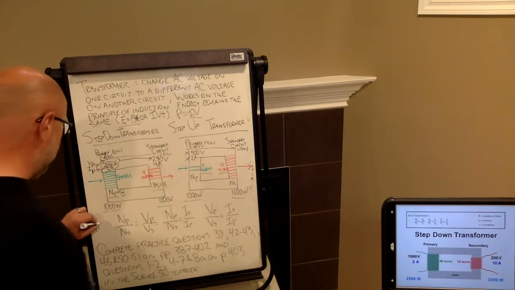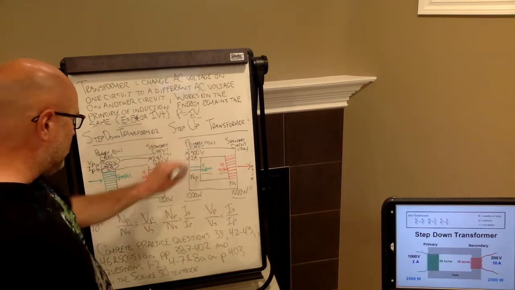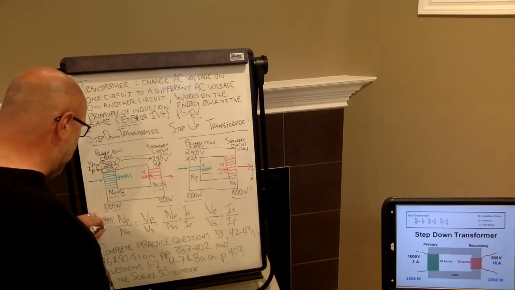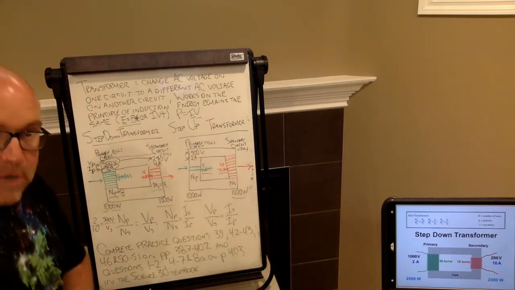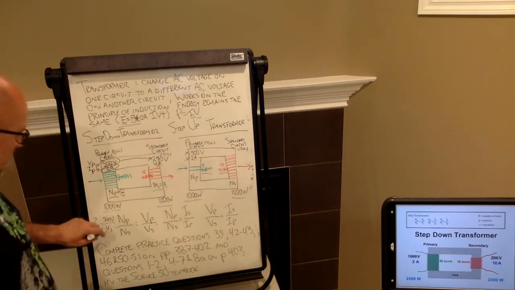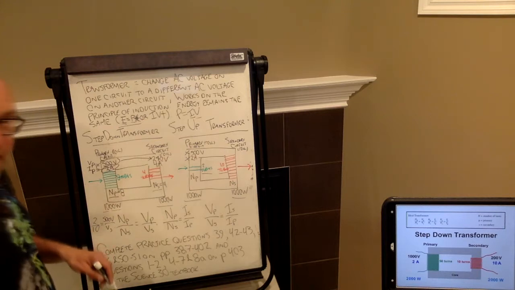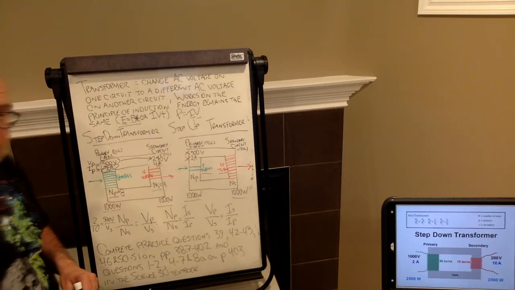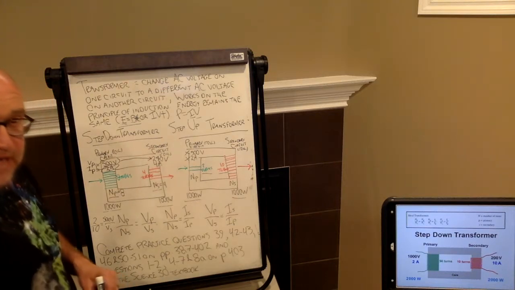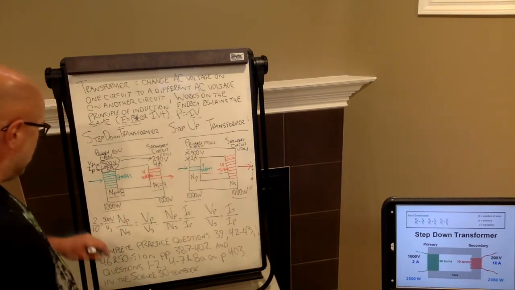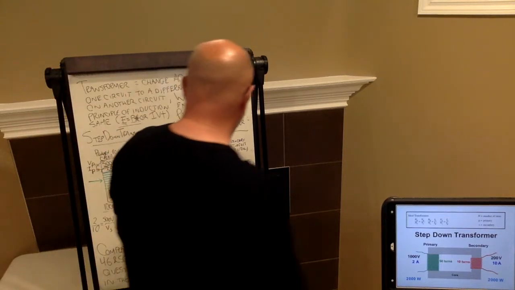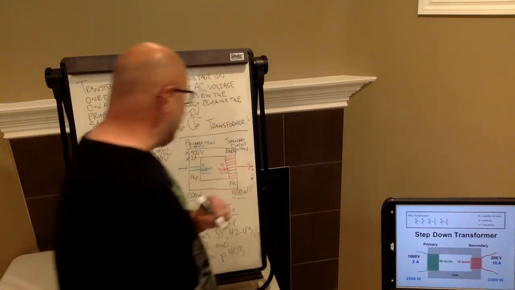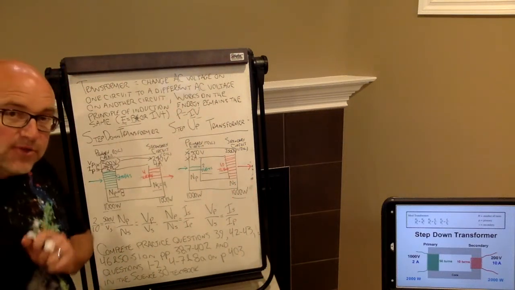And then I know that's going to be equal to my primary voltage, which is 500 volts, and then I have to calculate my secondary voltage. So I got 500 over VS equals 2 over 10. 500 times 10 is going to be 5,000, divided by 2 is going to give me 2,500 volts. That's what I've got so far.